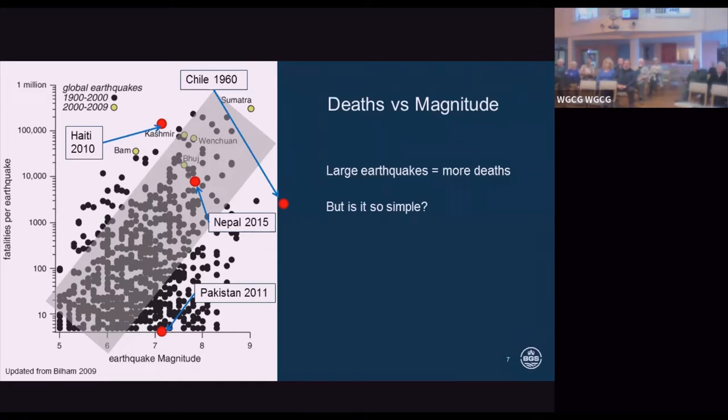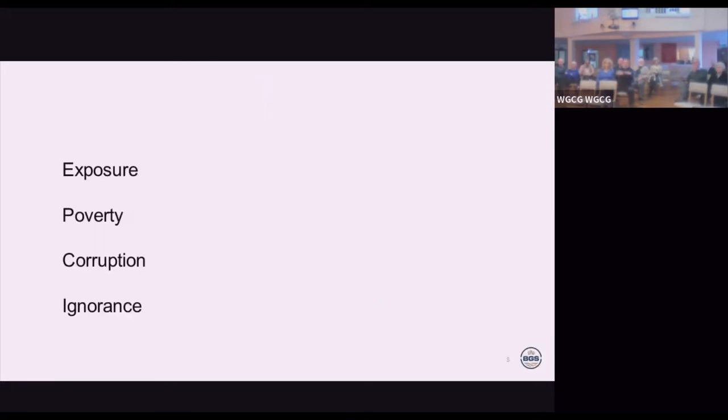And this is the meat of what I'm trying to explain here today, why that's the case. And this is the answer. So I'm going to start my talk by telling you the answer. The answer is these four. These are the four things that turn a natural hazard into a natural disaster. And there are two very different things.